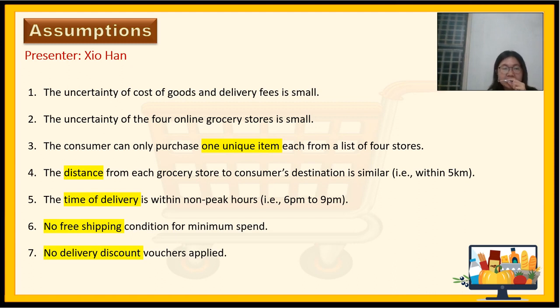Next, the distance from each grocery store to a consumer destination is similar, such as within a radius of 5 km, and the time of the delivery is within non-peak hours. There is no free shipping condition for minimum spend in this problem, and no delivery discount voucher applied.